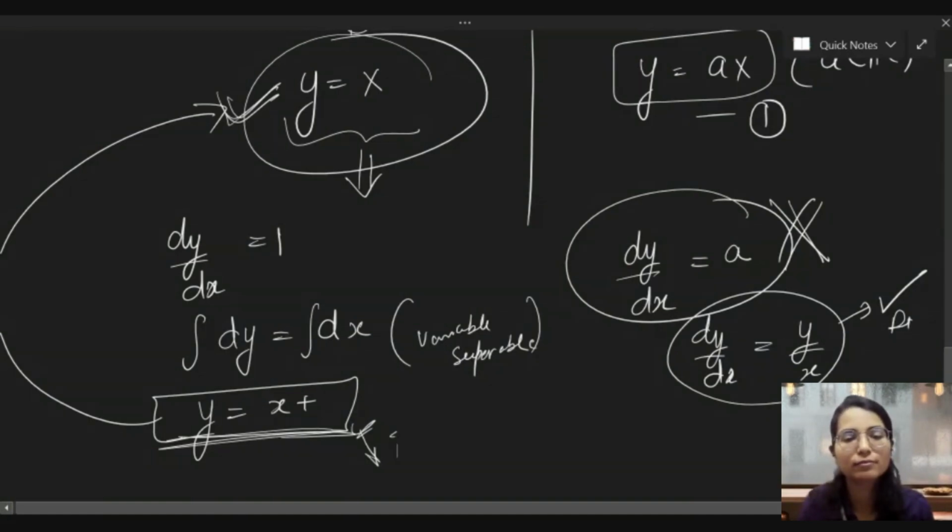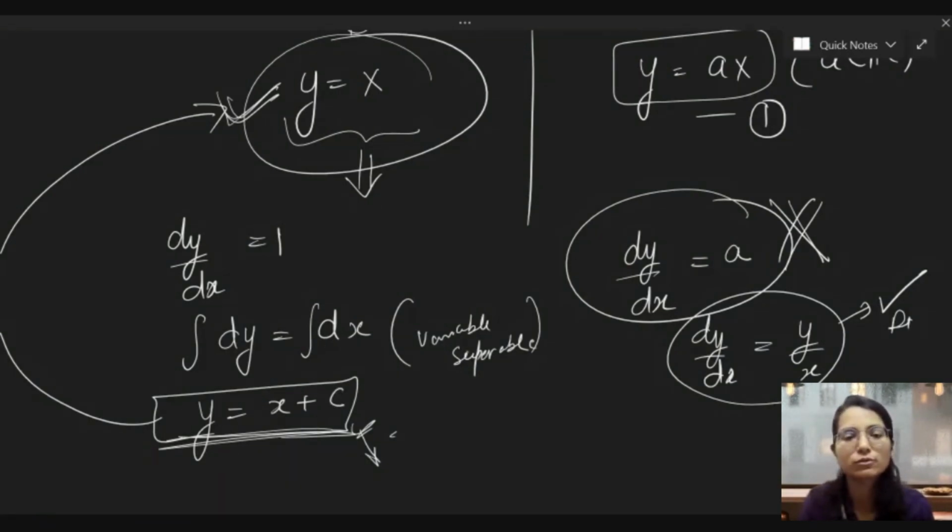Let me take another constant. Yes, c is good. So this has given you a family of straight lines, but the original where we started was a single straight line. So there's a contradiction, because where you started, you should have finished at that same point.